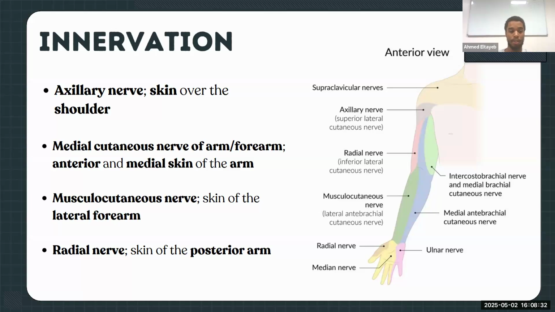We have the musculocutaneous nerve. Now, although the musculocutaneous nerve provides innervation to the flexor muscles of the arm, it doesn't actually provide any sensation to the skin of the arm. What the musculocutaneous nerve does supply is the skin of the lateral forearm, not the arm. Finally, the radial nerve innervates the whole posterior arm, skin of the posterior arm.